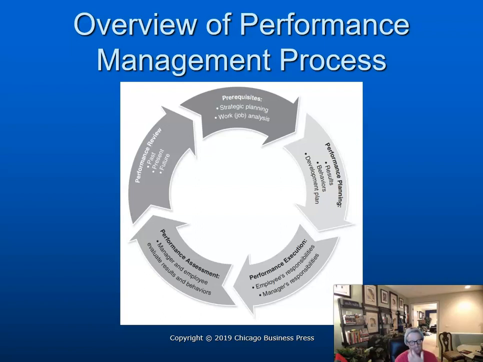The last 2 arrows talk about where managers and employees evaluate results and behaviors. They look at their behavior in terms of their past, present, and future. What have they done last year? What are they doing now? What could they be doing next year if we were to work with them?